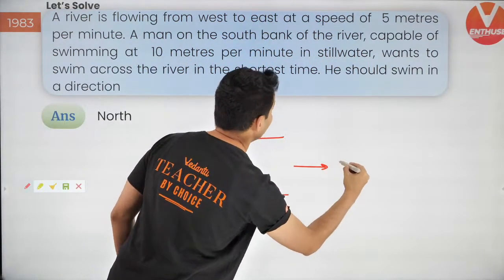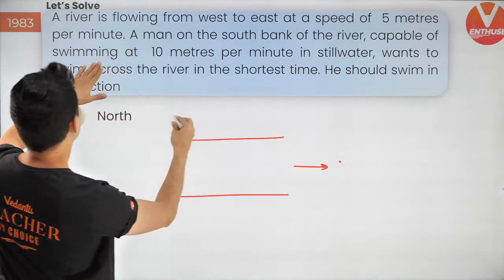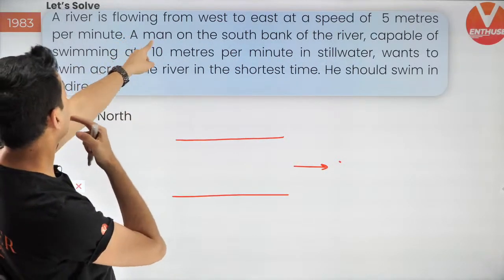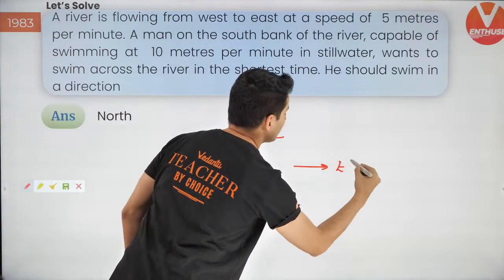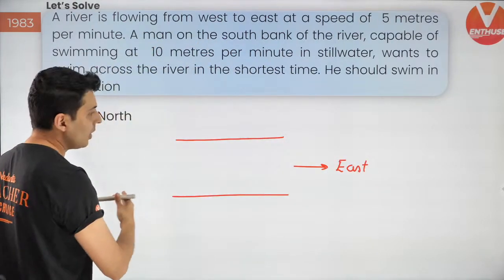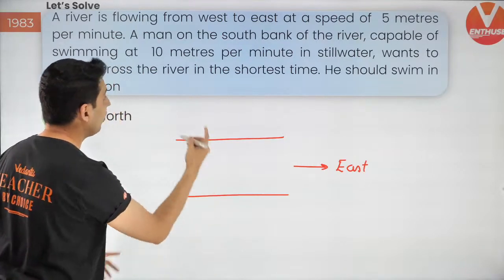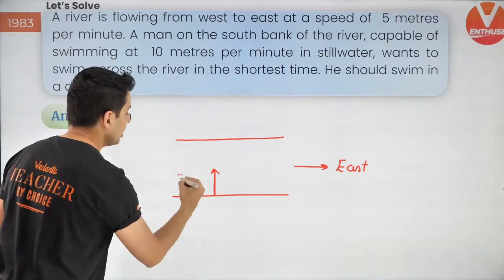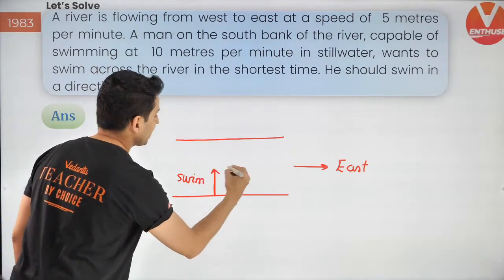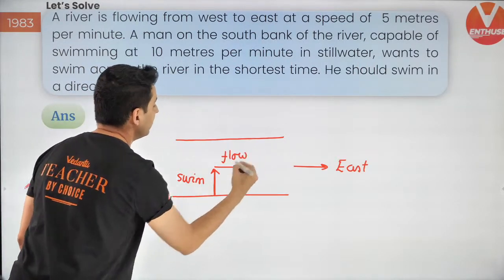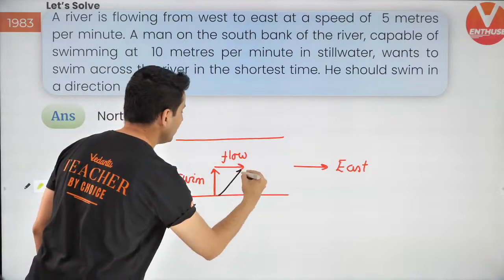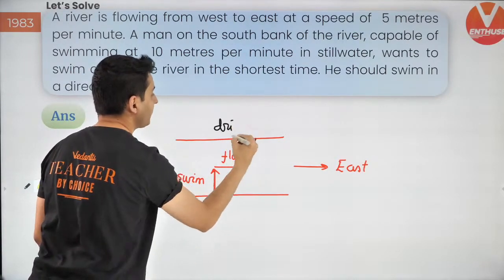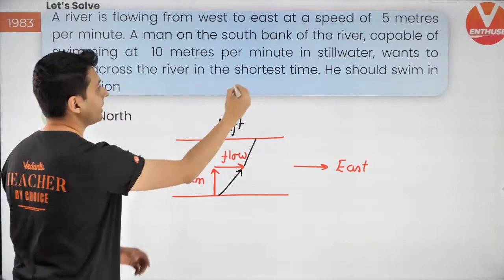Let's say the river is flowing from west towards the east. The man on the south bank, if he wants to cross in the shortest time, will make his strokes like this. You will try to swim like this. The flow will take you here and your resultant will be here. You might reach here. There will be some drift, but this is for the shortest time.